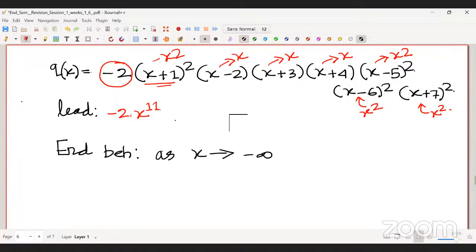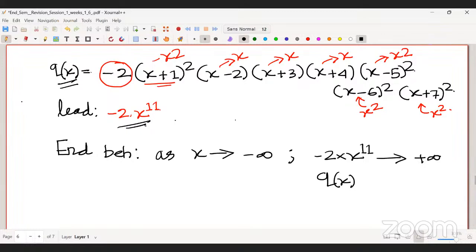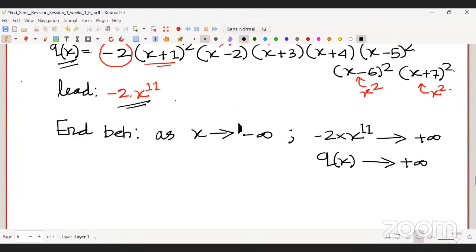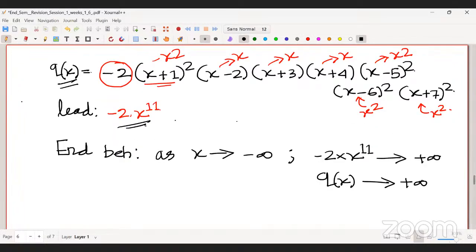Yes, correct. As x tends to minus infinity, this 2 times x to the power 11 will go towards plus infinity. As I have already said, the end behavior of this polynomial completely depends on the end behavior of the leading term. So that means this q of x will also go towards plus infinity. Our last thing is basically to find the roots and their multiplicity.